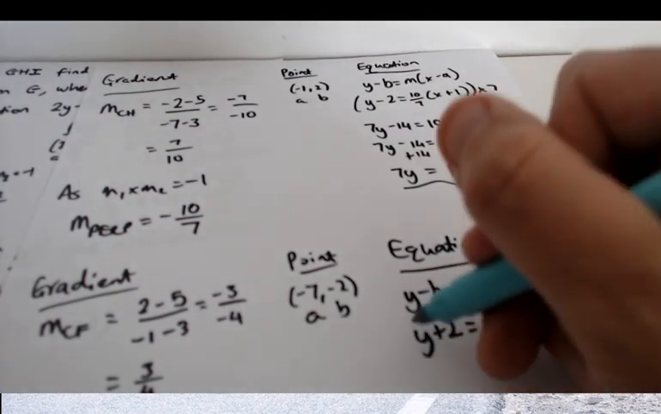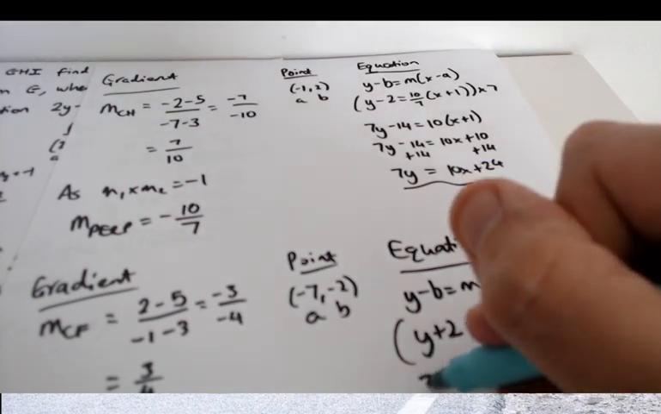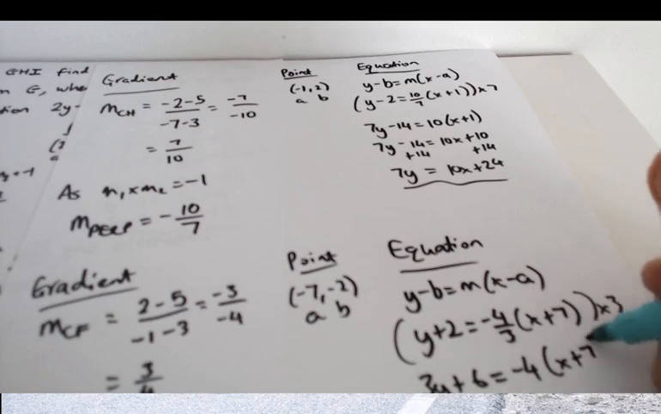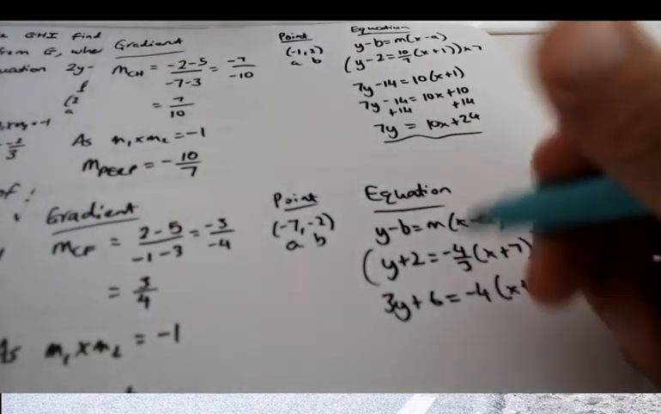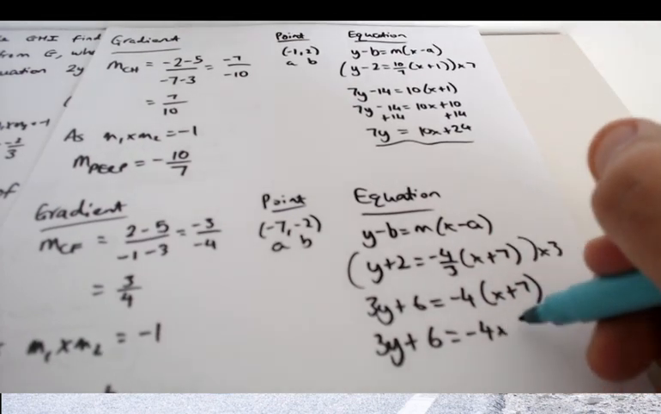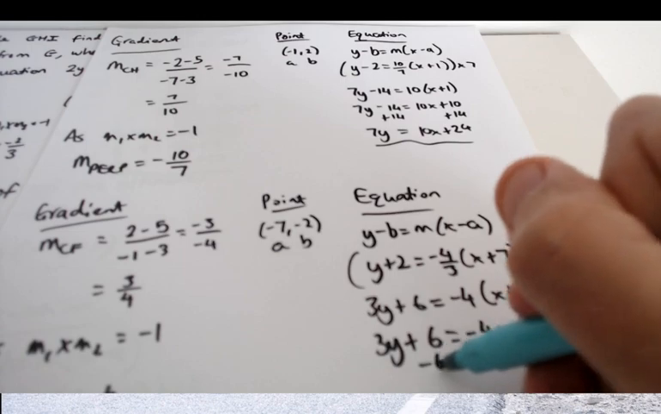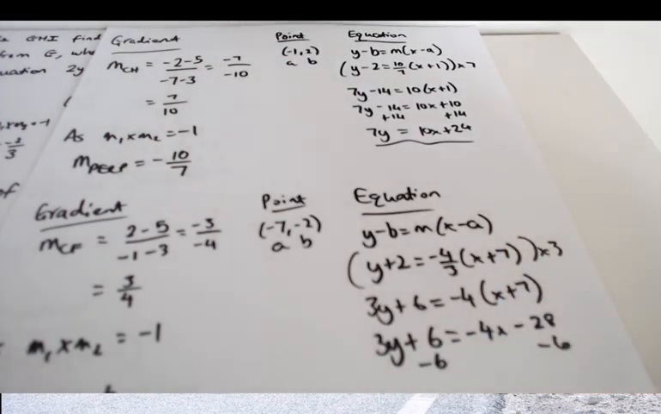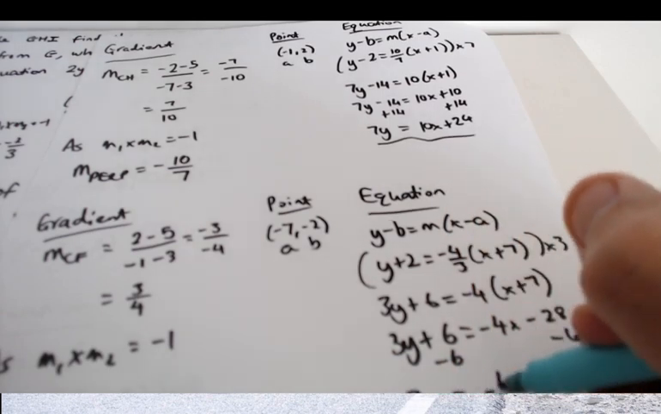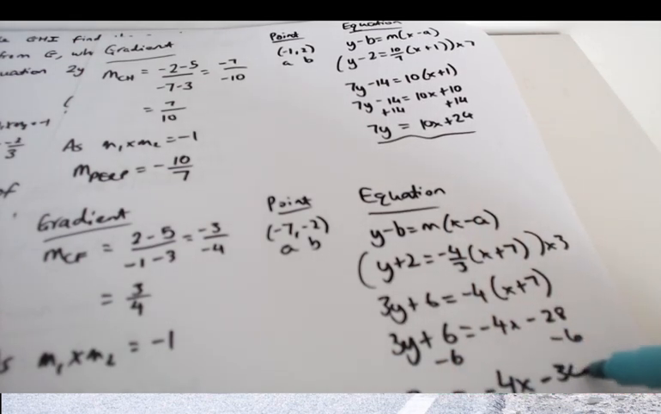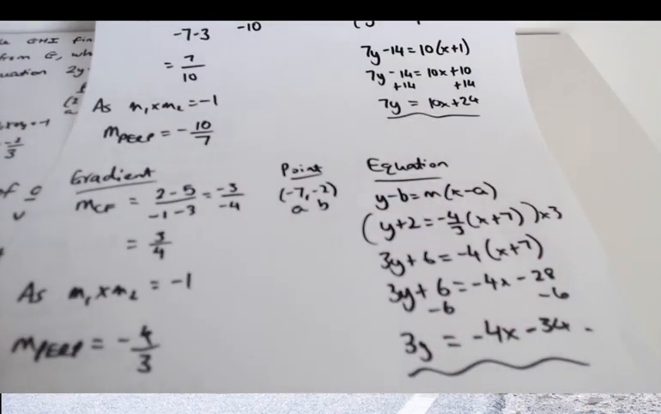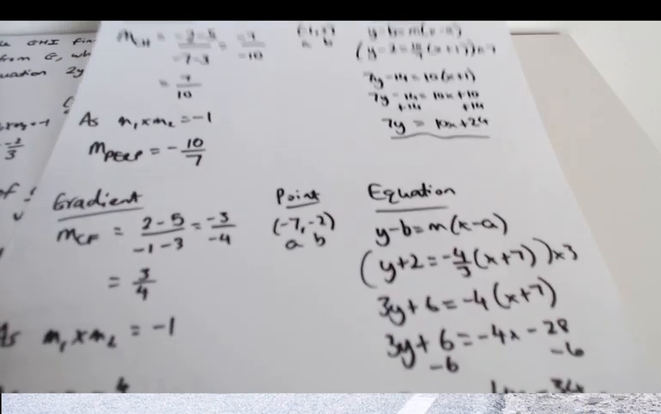The fraction has 3 on the bottom, so I'm going to times by 3. 3y add 6 is going to equal, the 3's will cancel, leaving the minus 4. Multiply out the bracket. Minus 4x, take away 28. Take 6 off both sides, and the altitude from H is 3y equals minus 4x take away 34. Voila! And that is the end of altitudes.